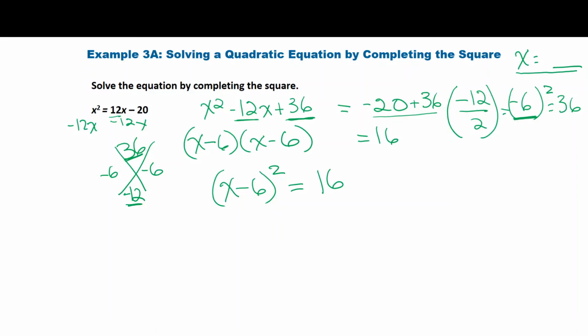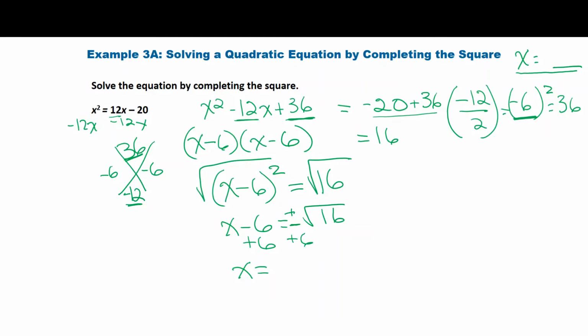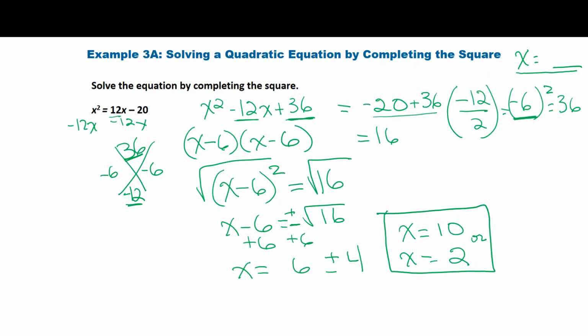Remember, my ultimate goal is to say x equals something, and I'm not quite there yet, but I know that I can take the square root of both sides, and that's going to leave me with x minus 6 equals the square root of 16. But remember, it's plus or minus. Let's keep on simplifying. We still have our x over here, so let's get rid of this 6 by adding 6 to both sides. So I'm going to have x equals 6 plus or minus the square root of 16, which I know is 4. So my answer is x equals 6 plus 4, which is 10, and x equals 6 minus 4, which is 2. So here is my final answer: x can equal 10 or x can equal 2.